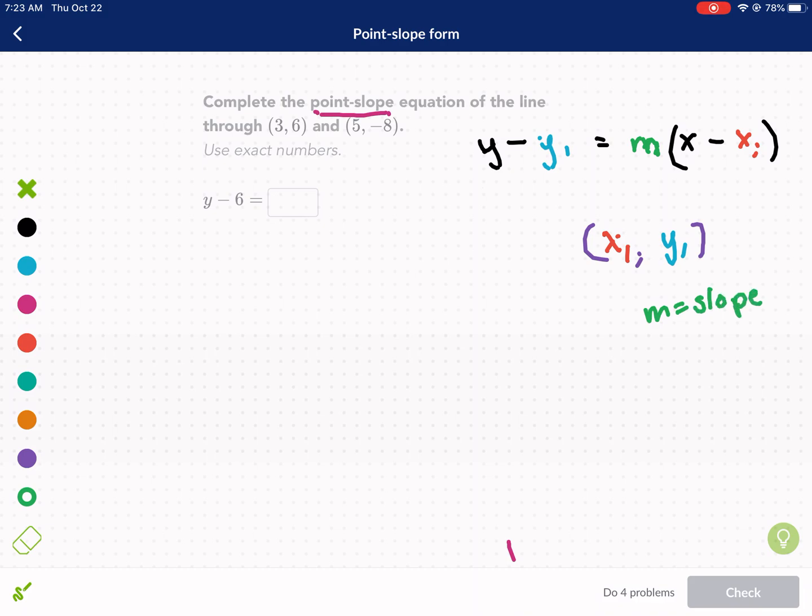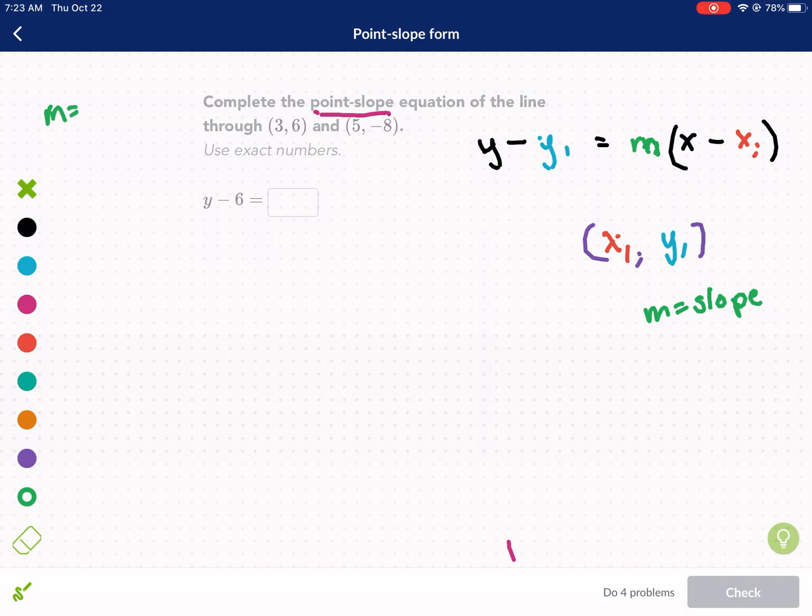So it's very similar to slope-intercept form. The only difference is we're going to pick a point instead of a y-intercept, and then the form changes a little bit. Now we have to find the first thing, and that is our slope.